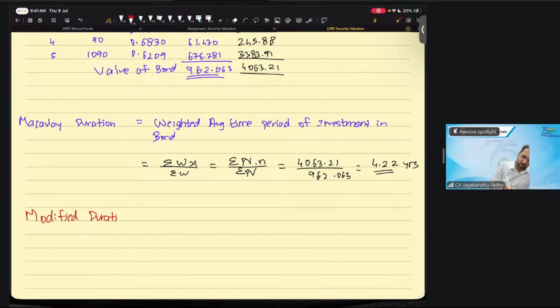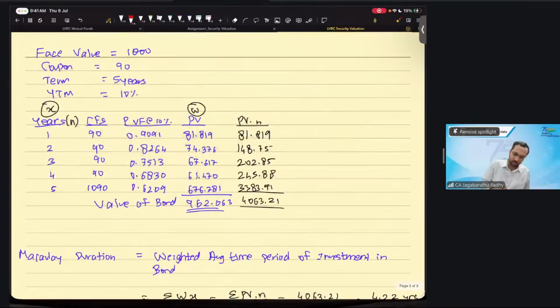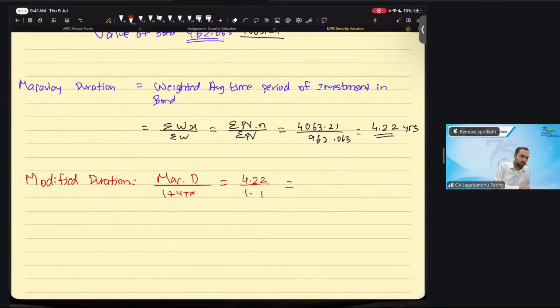Modified duration. Modified duration is Macaulay duration divided by 1 plus YTM. So Macaulay duration is 4.22 divided by 1 plus YTM, which is 1.1, since YTM is 10%. So 4.22 divided by 1.1 is 3.84, and we call it 3.84 times.